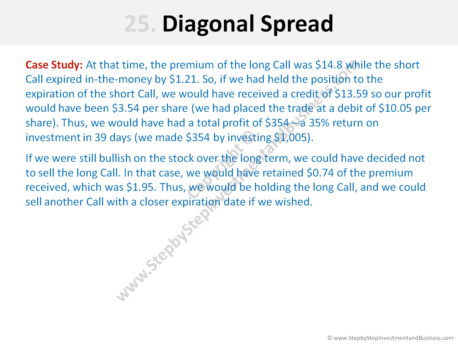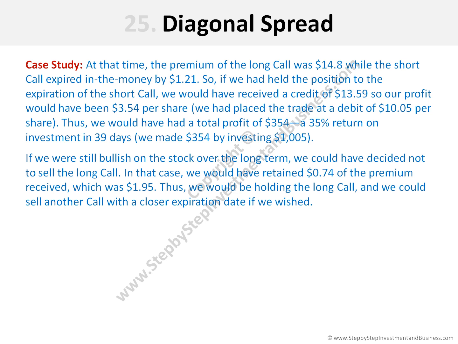So, if we had held the position to the expiration of the short call, we would have received a credit of $13.59. So our profit would have been $3.54 per share, because we had placed the trade at a debit of $10.05 per share. Thus, we would have had a total profit of $354, making a 35% return on investment in 39 days. That is, we made $354 by investing $1,005.